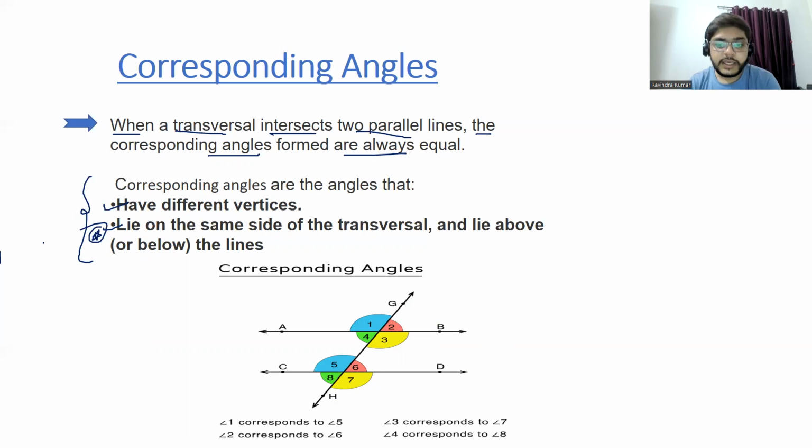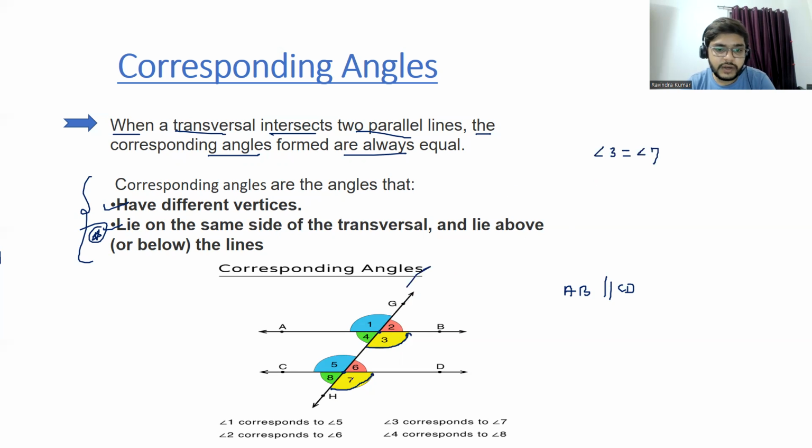Okay. So here you can see there are two lines. One is AB and the other one is CD, and both are parallel. So you have two parallel lines, and the angles must have different vertices and be on the same side of the transversal. So you can say this is the transversal. This angle and this angle are equal because both angles have different vertices. This is the vertex of 3, this is the vertex of 7, but both are present on the same side, right? So we can say angle 3 is equal to angle 7.